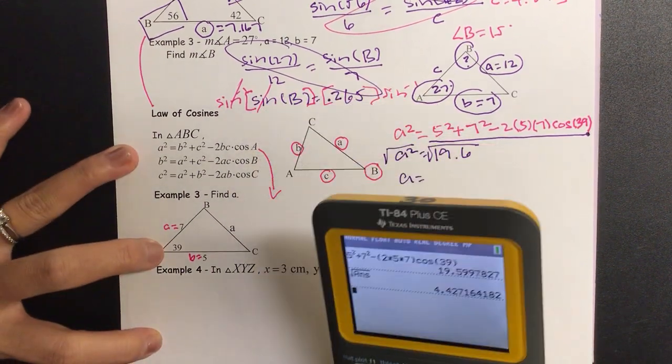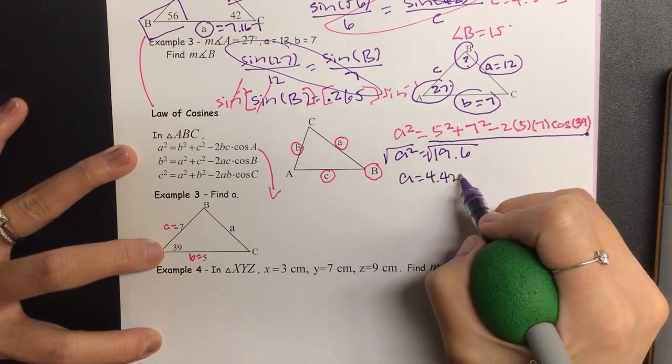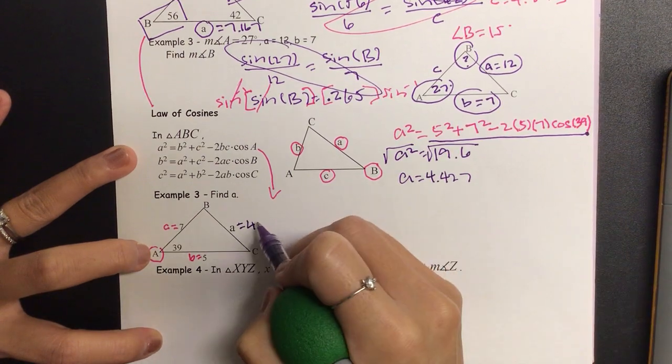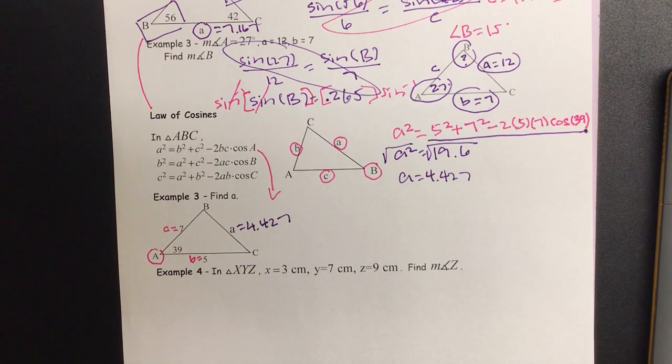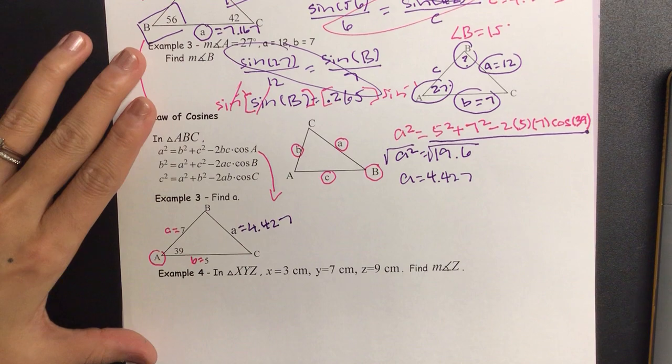It is a side measure, so we're going to round it to 4.427. And let's fill it in and do a little self-check. 4.427. Oh, we can't do a self-check. We only have one angle. Oops, my bad. Good luck. Let's go on to the next one.